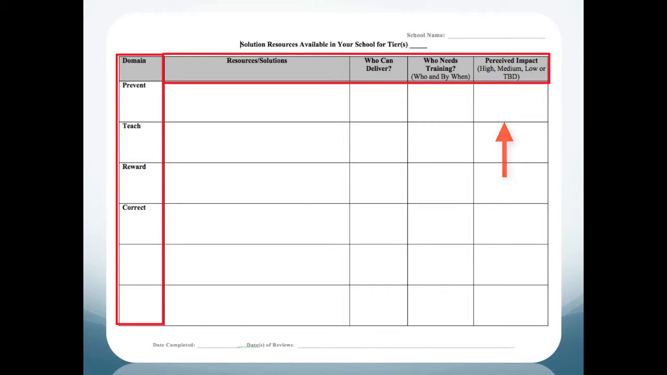So for example, we might look across the prevent domain and we might have strategies or solutions that increase visual prompts or reminders in the settings. Anyone can deliver those, although new staff and subs will need some type of a training and orientation to them. And we perceive the impact of these solutions in place as being at a moderate or medium level.